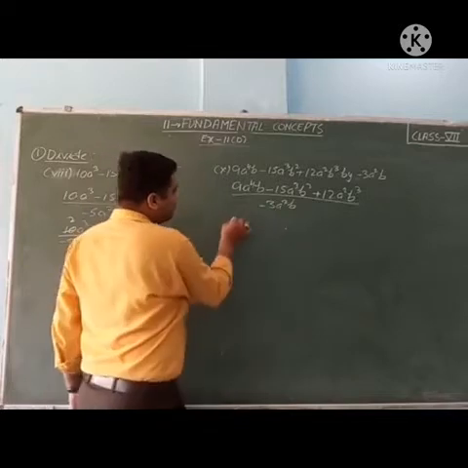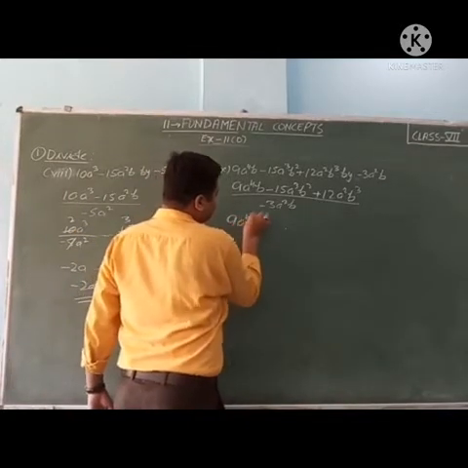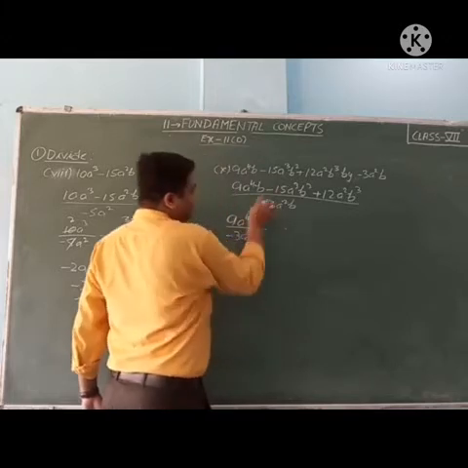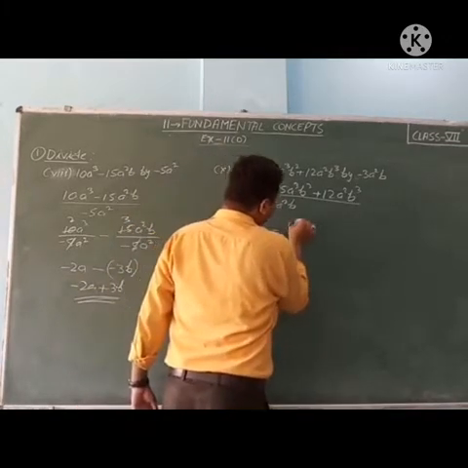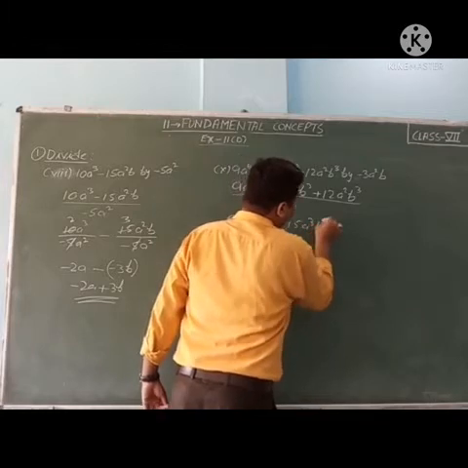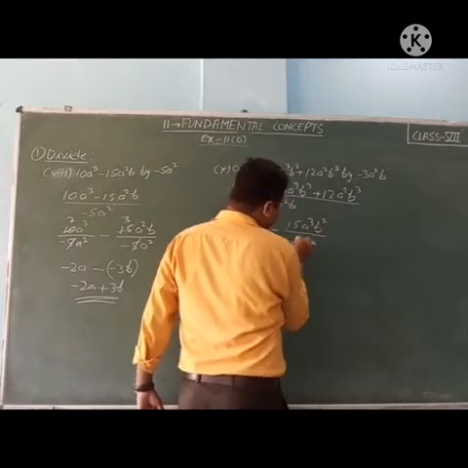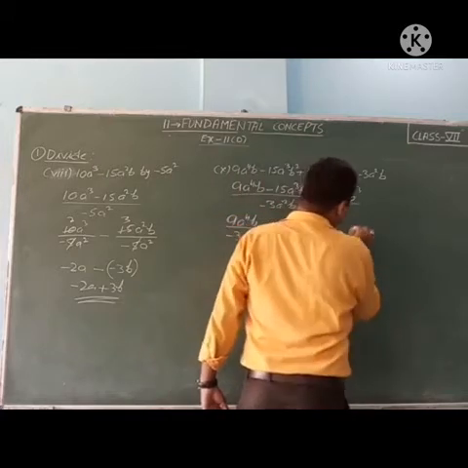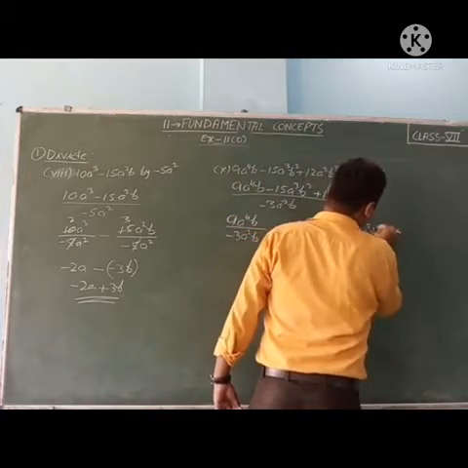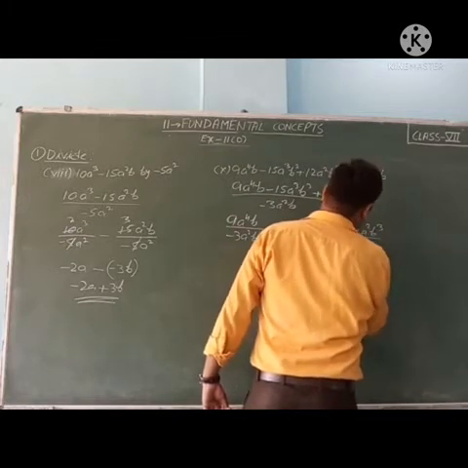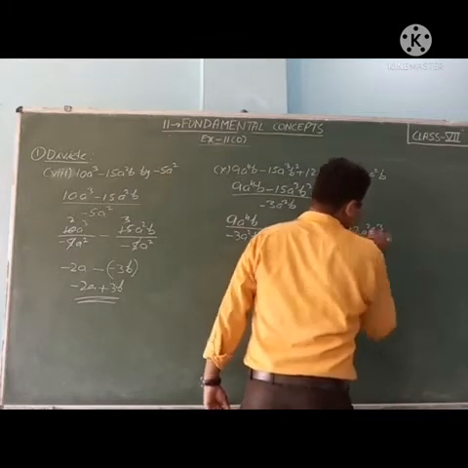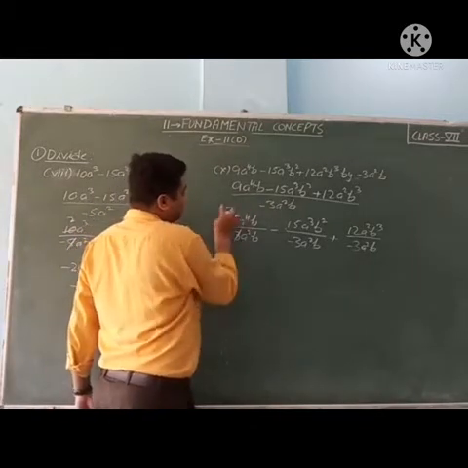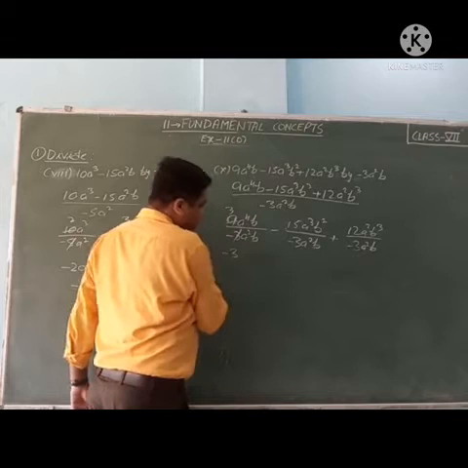So 9a raised to power 4b upon minus 3a square b. Then minus sign 15a cube b square upon minus 3a square b. Then plus sign 12a square b cube upon minus 3a square b. So 3 3s are 9, plus minus minus 3.